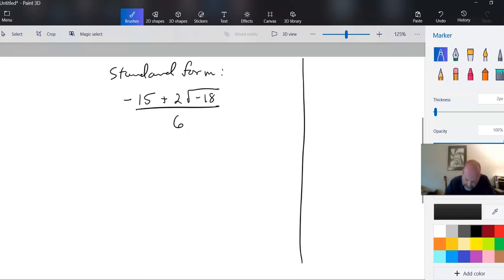So the first thing I have here is this square root of negative 18, right? Okay, so I know I can change that to i root 18, and that's 9 times 2 and 3 times 3. So that means that this is equal to 3i root 2. So that's what I'm going to put in for root negative 18.